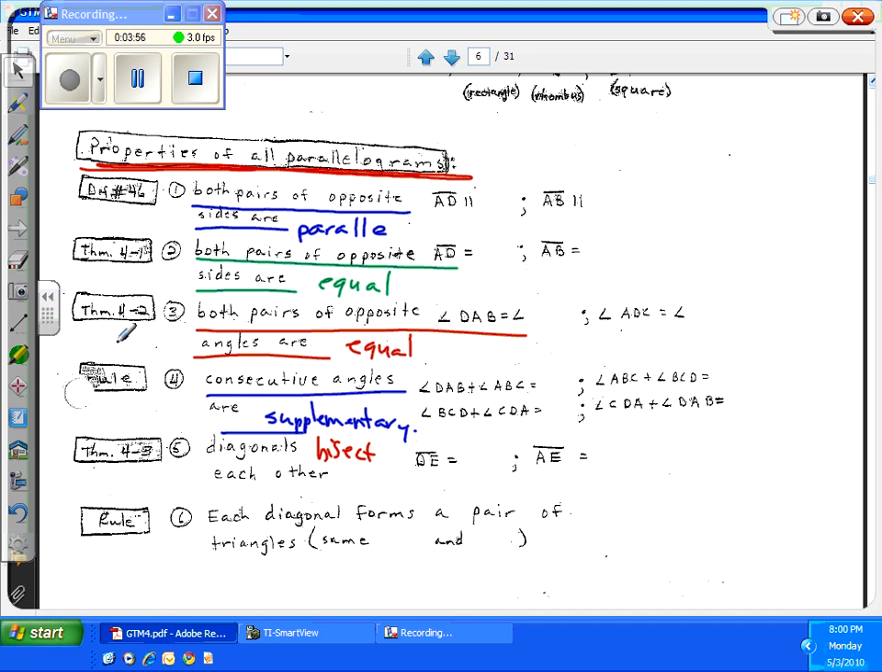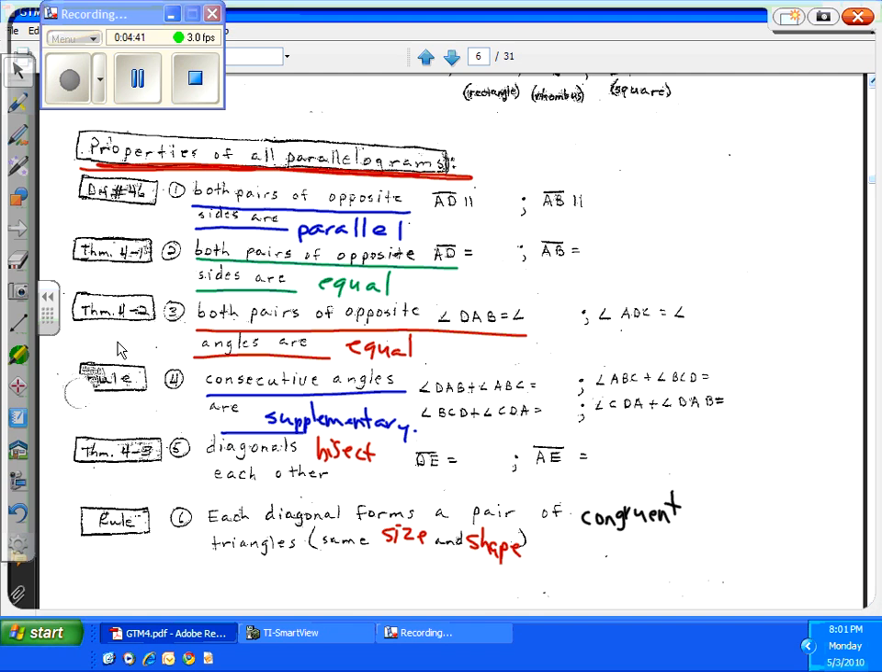Both pairs of opposite sides are parallel. Both pairs of opposite sides are equal. Both pairs of opposite angles are equal. Consecutive angles are supplementary. The diagonals bisect each other, and each diagonal forms a pair of congruent triangles. Congruent means same size and same shape, which we will talk about in chapter 6.